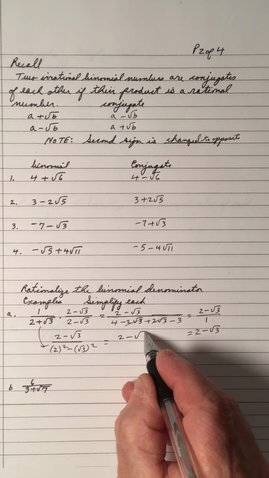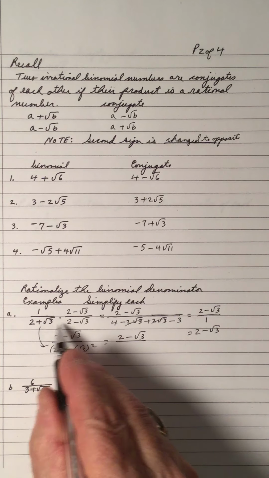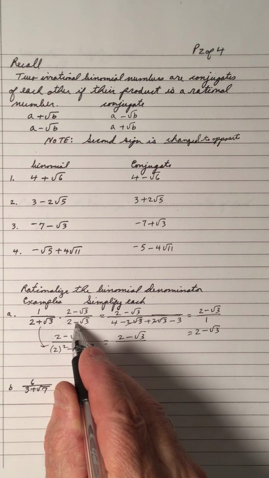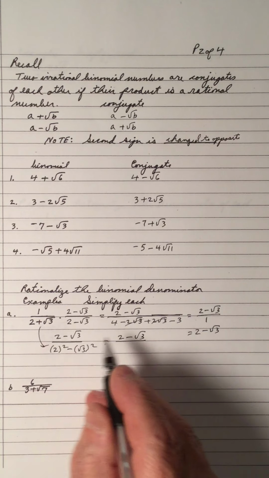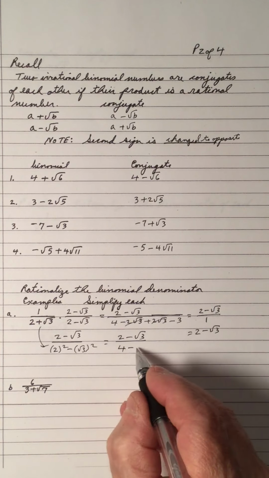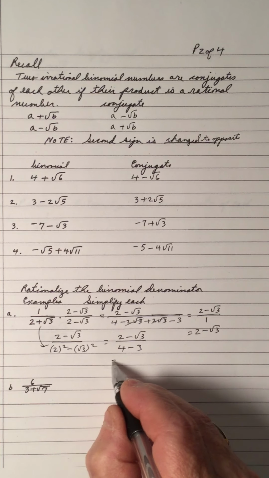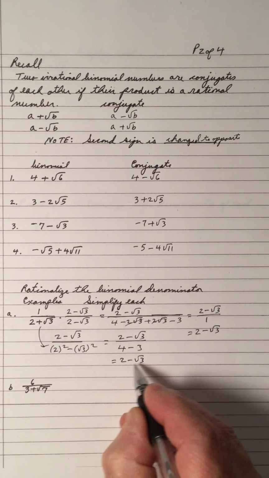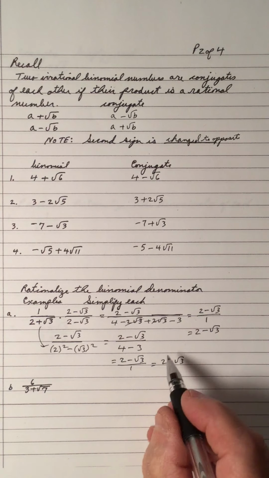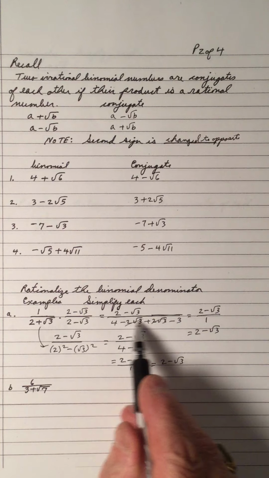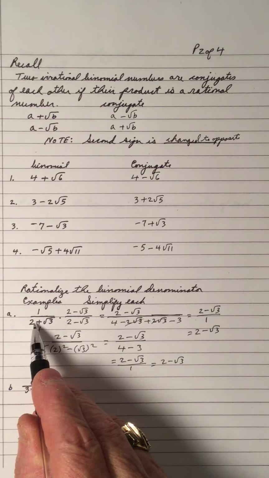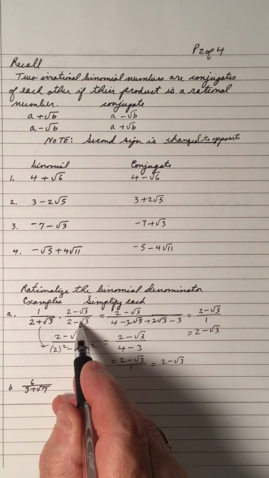So 2 minus root 3. Because they're conjugates, you can square this one and subtract that one squared. So that gives me a 4. Subtract root 3 times root 3, which is 3. And we get to the same answer, 2 minus root 3 over 1, which is 2 minus root 3. So it's your choice. Either FOIL this out and then simplify, or because they're conjugates, you can square the first term and subtract the square of the second term.